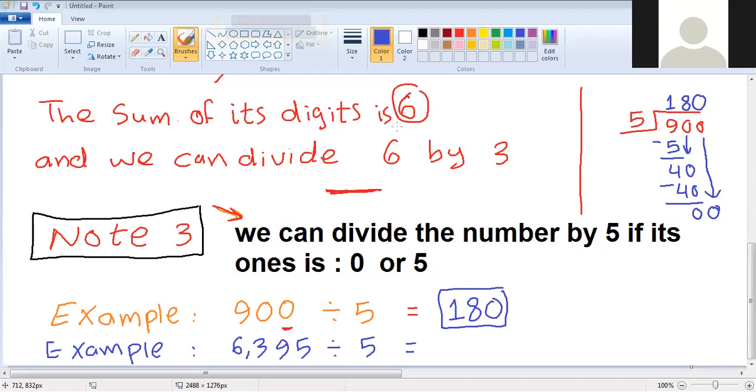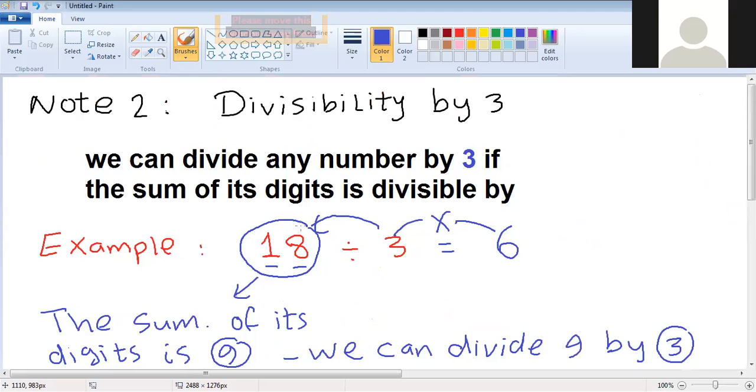So remember again, rule number 1: we can divide any even number by 2. Choose any even number and check if we can divide it by 2. Rule number 2: you can divide the number by 3 if the sum of its digits is divisible by 3.